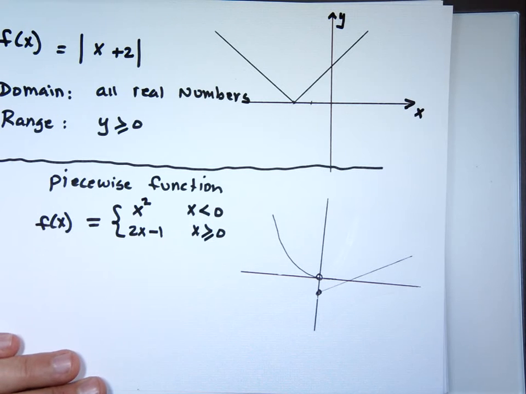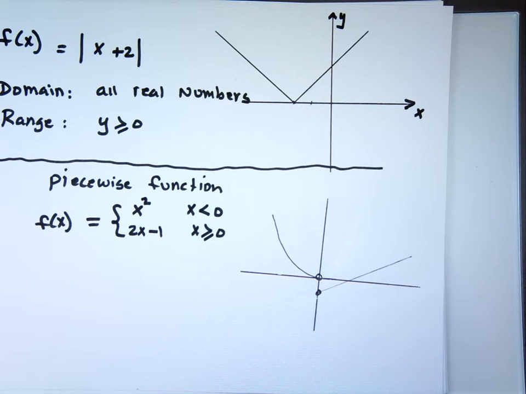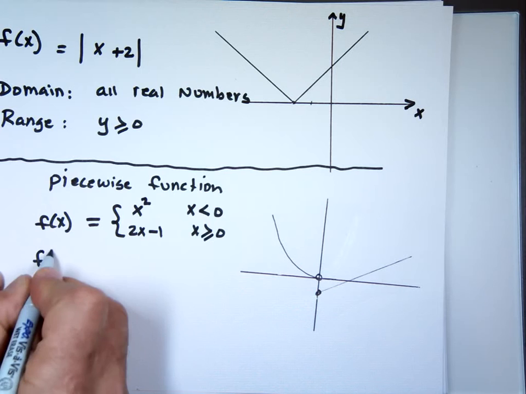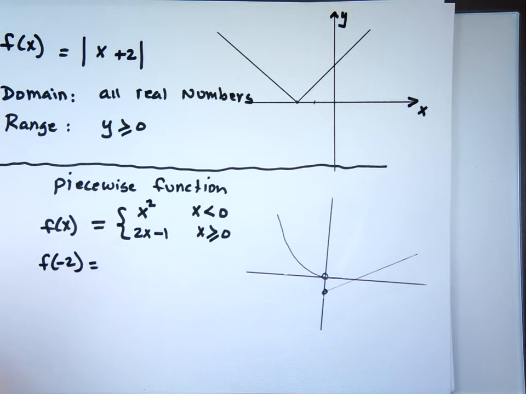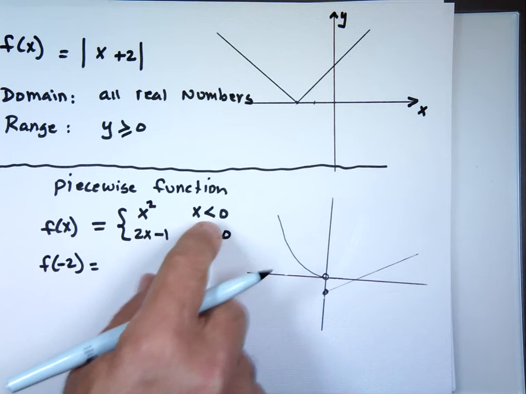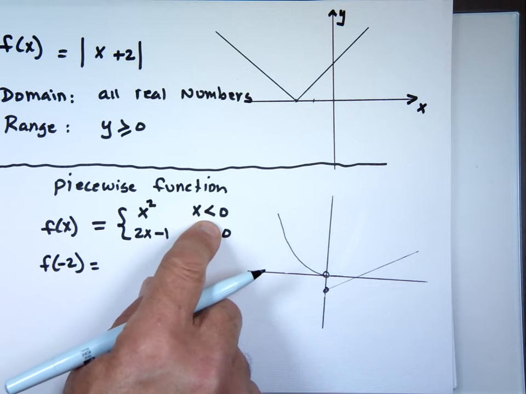Where people get in trouble is when the book says, can you tell me what's f of negative 2? Now they're not sure which one of these pieces to use. Which one would you use? The top or the bottom? Let me try again. The top or the bottom? Why the top? Because is the negative 2 less than 0? So you have to use the top.